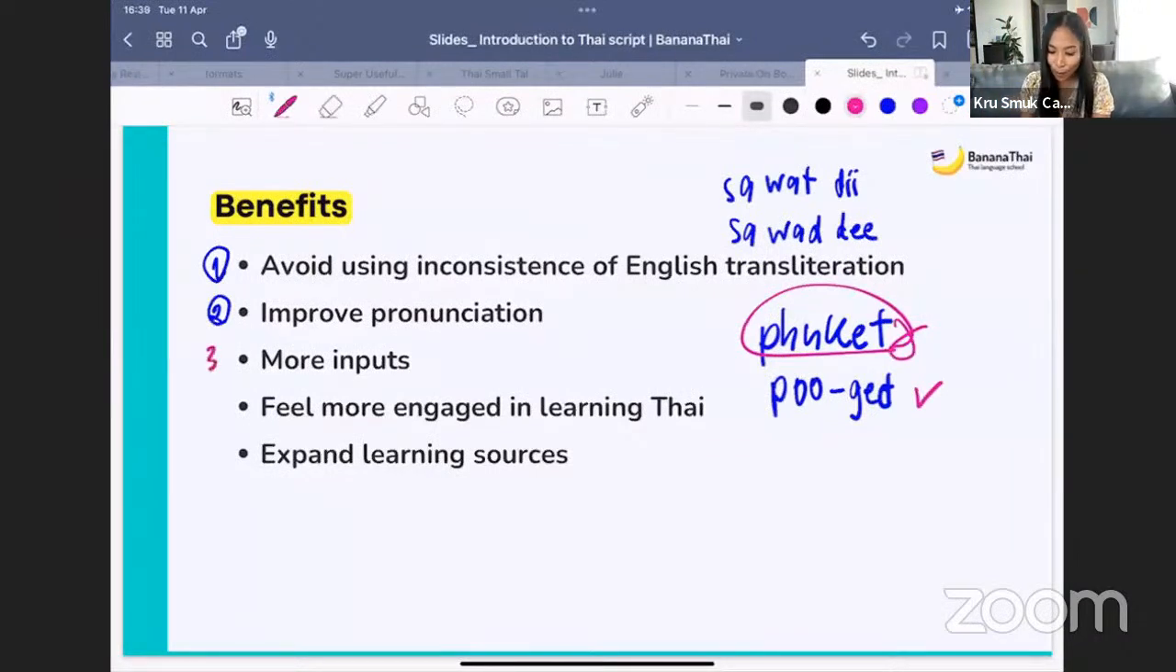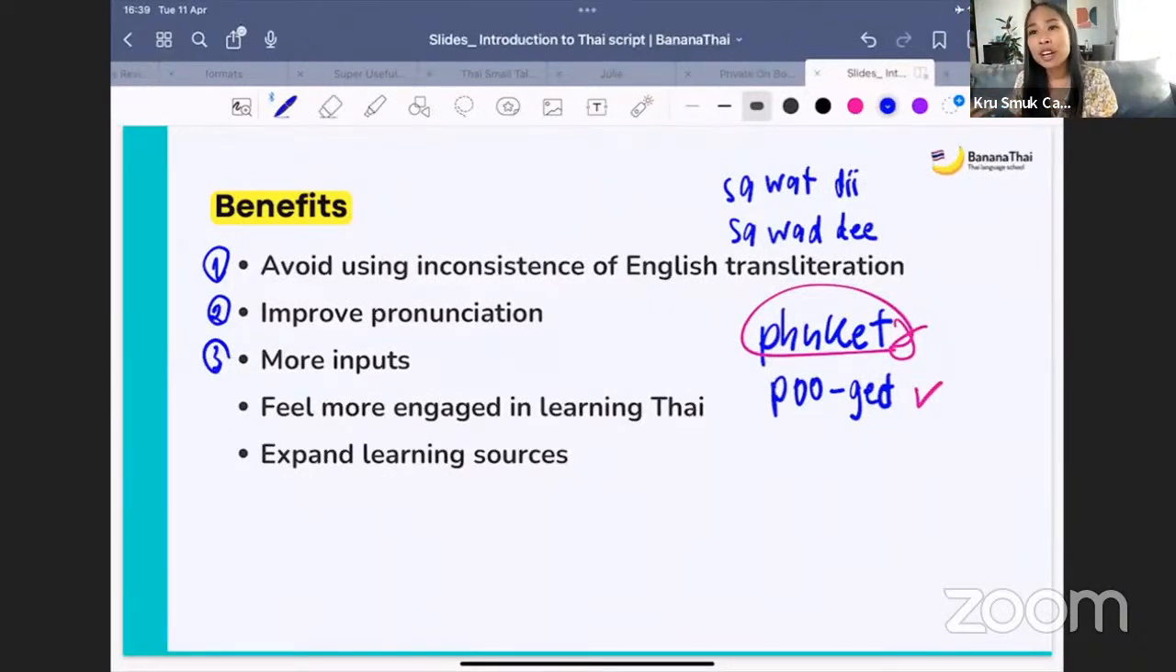Third one, more input. Input is from listening, right? Input is listening and seeing, but output is speaking and writing, right? So these are the basic input and output.